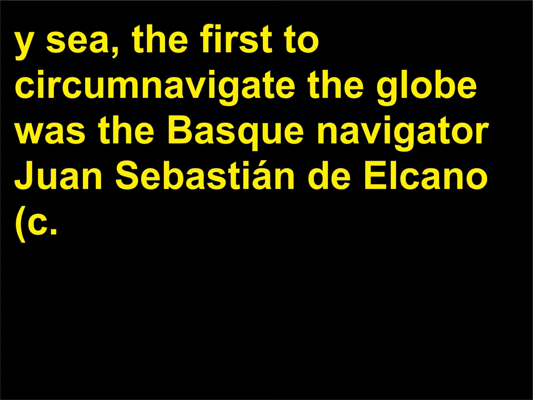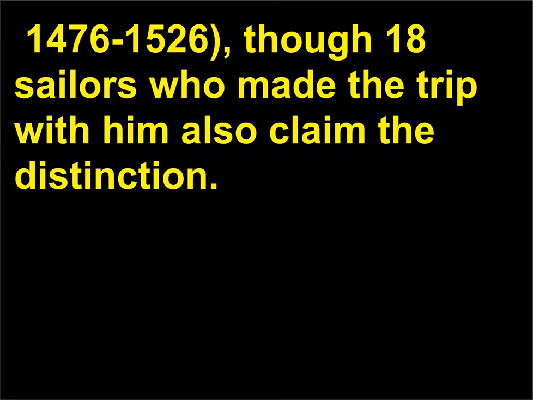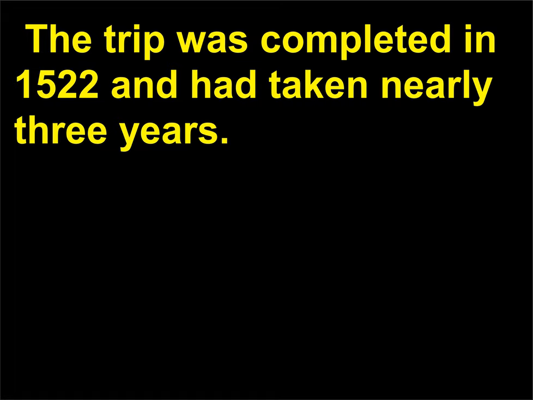The first to circumnavigate the globe was the Basque navigator Juan Sebastián de Elcano, c. 1476-1526, though 18 sailors who made the trip with him also claim the distinction. The trip was completed in 1522 and had taken nearly 3 years.